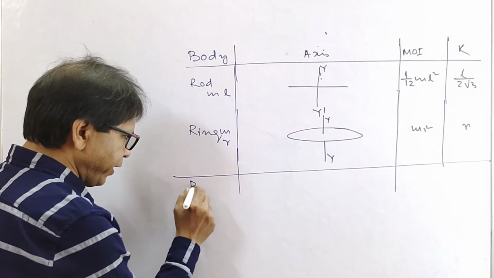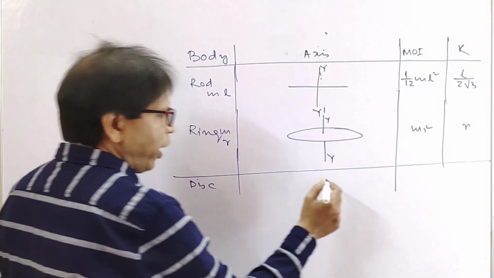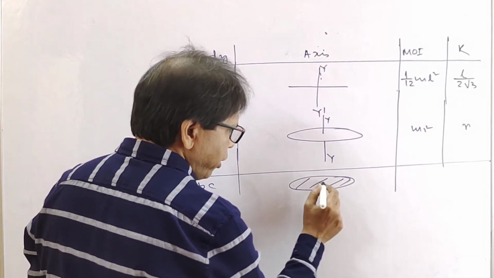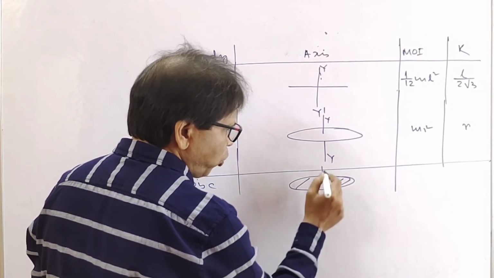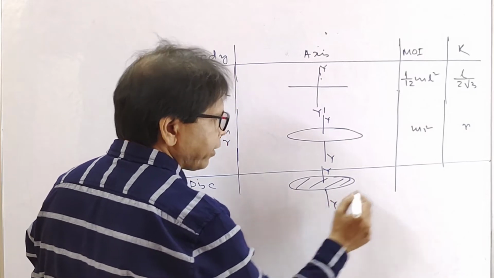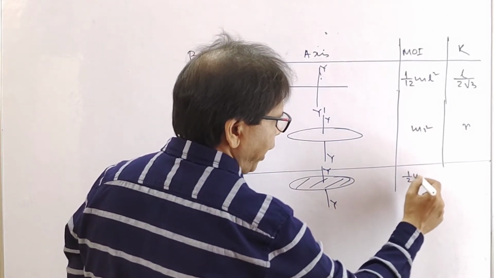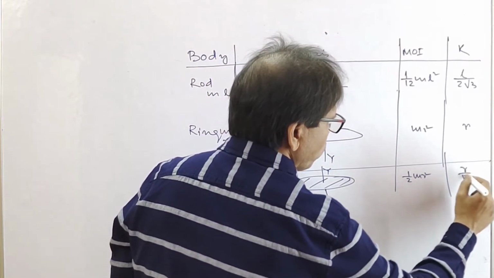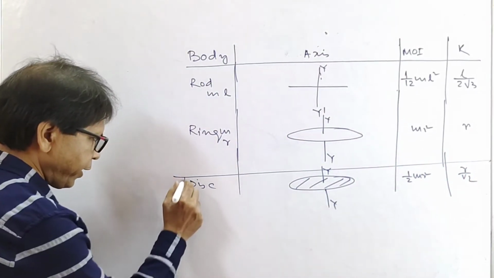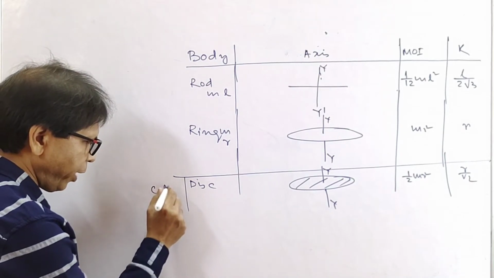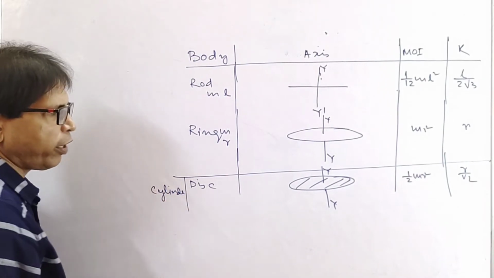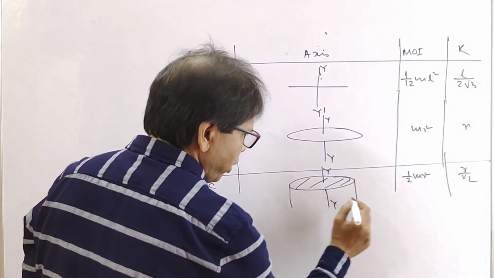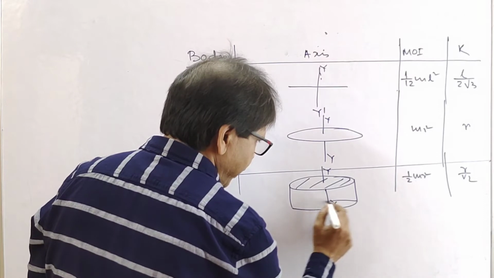Now look at this disk. Its axis is passing through the center, normal to the plane. This is the y dash. Its moment of inertia is half mr square, and the radius of gyration is r by root 2. Now the moment of inertia of a cylinder is the same as that of a disk, because the cylinder is a combination of disks placed one over another.